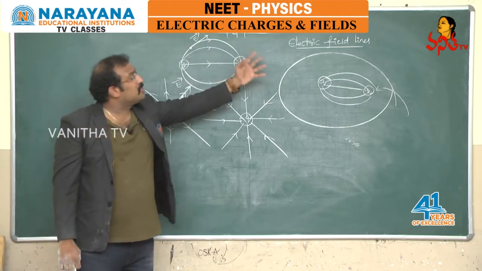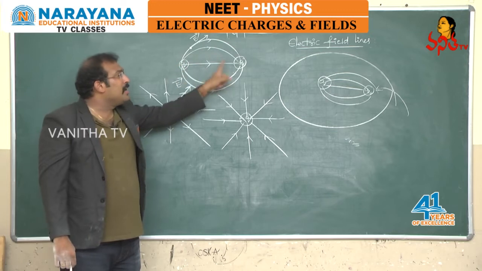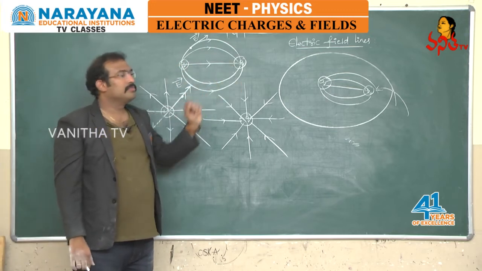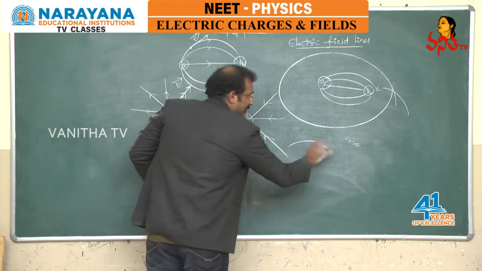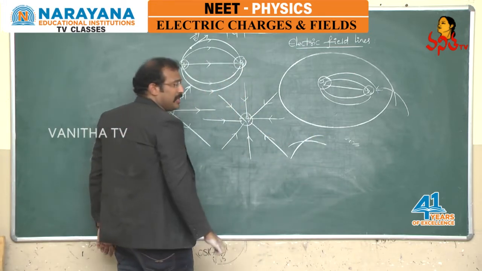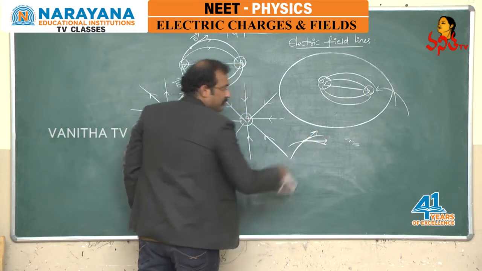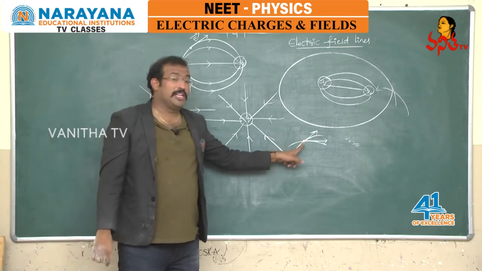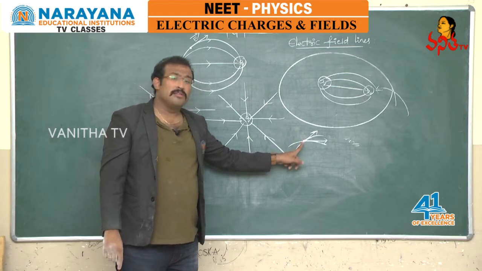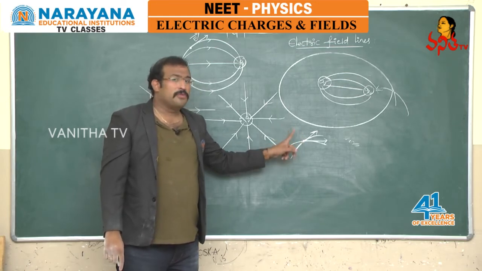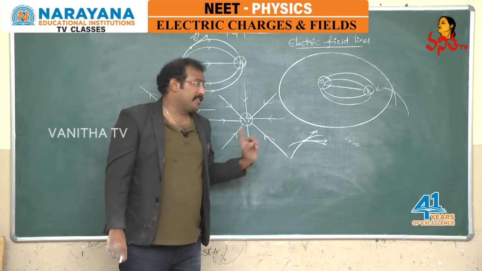So what are the properties of these field lines? The first property is field lines will never intersect. For example, if two field lines are intersecting like this, at the point of intersection we can write two tangents like this. Which is not possible. The direction of the field can be only in one direction at a point on the field line. So therefore we can simply say the field lines will never intersect.